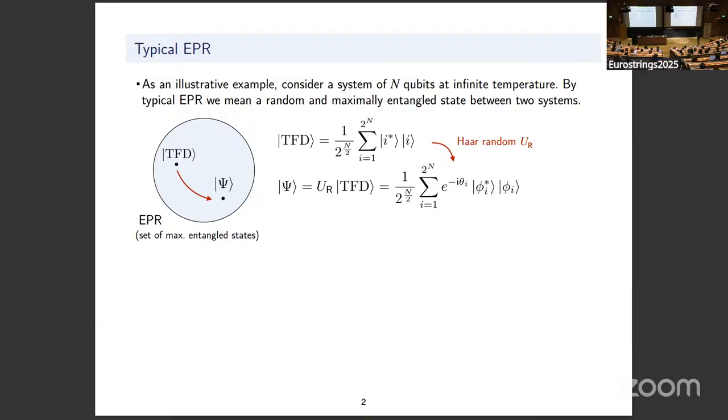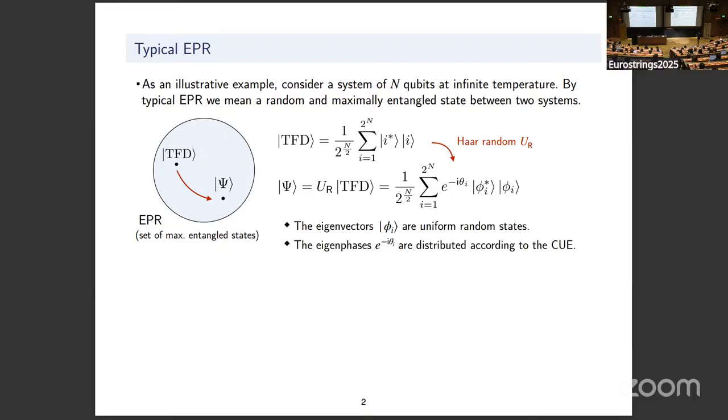So if you diagonalize the wave function of a typical EPR, it looks pretty much like the infinite temperature thermofield double, but now you get a collection of phases, and moreover, the eigenvectors are different from the energy eigenstates. They are other vectors that essentially correspond to the eigenvectors of the unitary that you use to create the state. So a typical EPR can equivalently be defined by a statistical distribution of phases and a statistical distribution of eigenvectors.